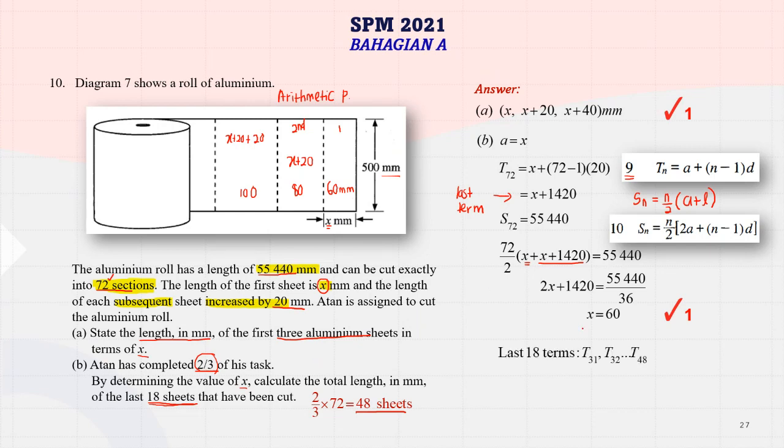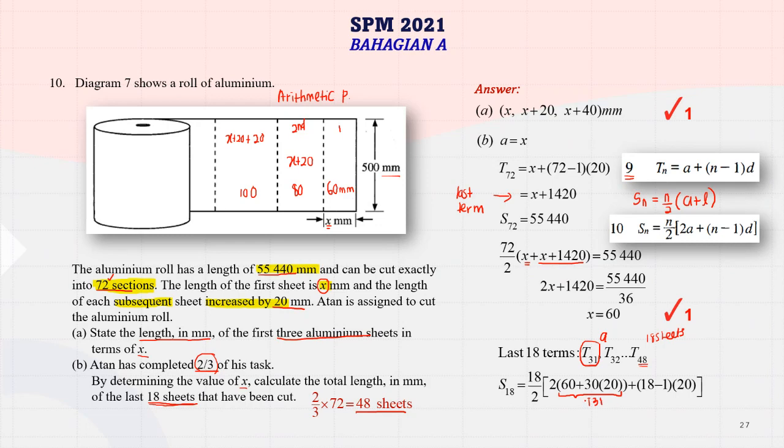So we look here. The last 18 terms for Atan must start from term 31 until 48. So altogether you have 18 sheets. Okay, if we count, we will indeed have 18 sheets. So looking at what I gave here, A is T31, in this case, this is A. So we look at the formula to find the sum of the last 18. The sum of the last 18 equals 18 over 2, in bracket 260 tambah 30. Okay, what is this actually? This one is actually T31.